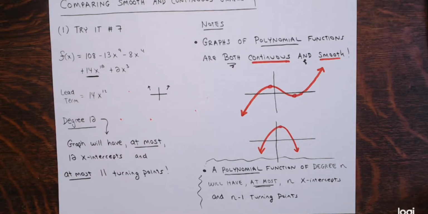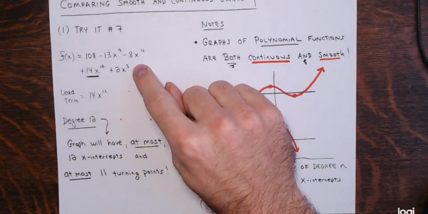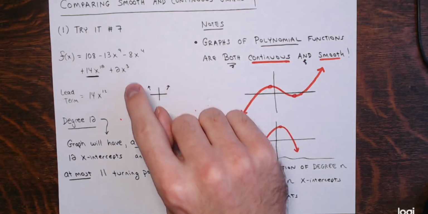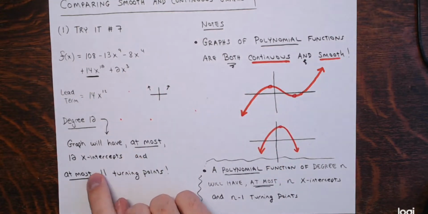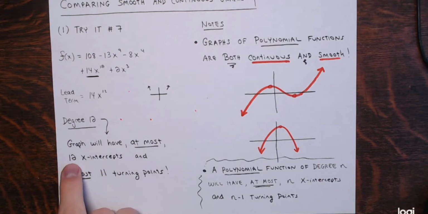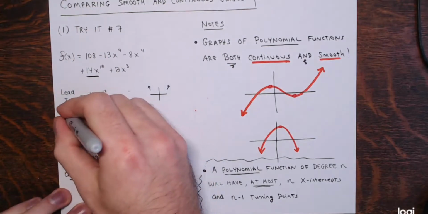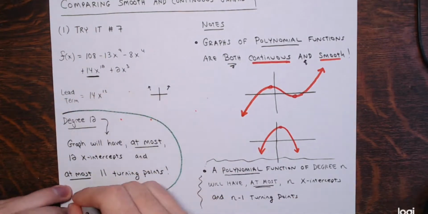All right, so this function has 5 turning points, no x-intercepts. So that's definitely not more than 12 and 11, right? No x-intercepts is not more than 12, and 5 turning points is not more than 11, right? All we're doing here is stating the maximum number that a polynomial function of a certain degree could possibly have, right? And that is all. This is all we're asked to do for that exercise.